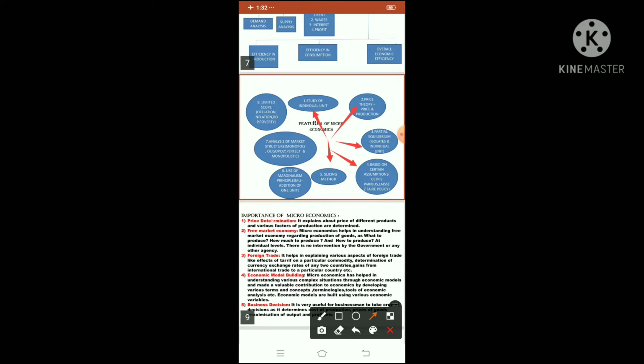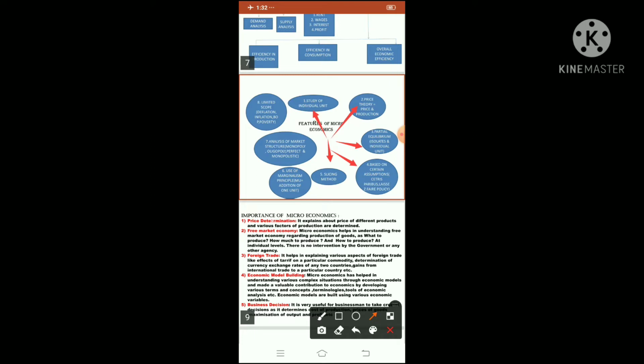For example, the study of a particular household. Whatever is about the house, you will study in the way of microeconomics. You will divide that particular household's expenses, income and so on, and then study in detail. So that is what the slicing method means: dividing the particular unit and then studying them.